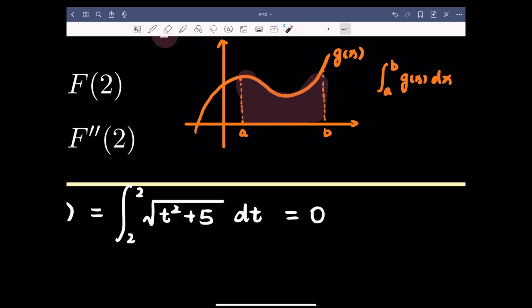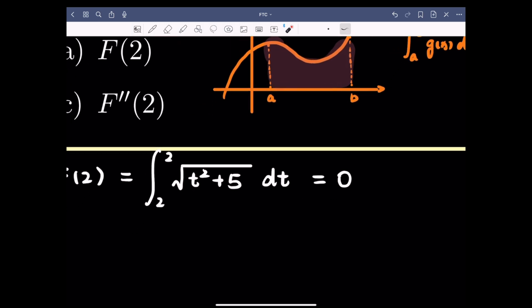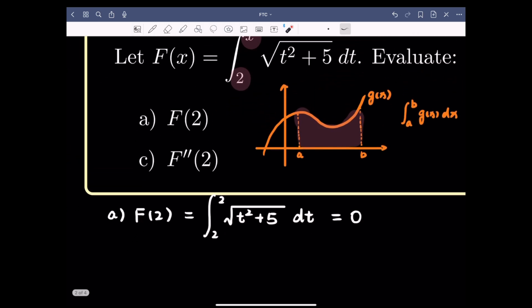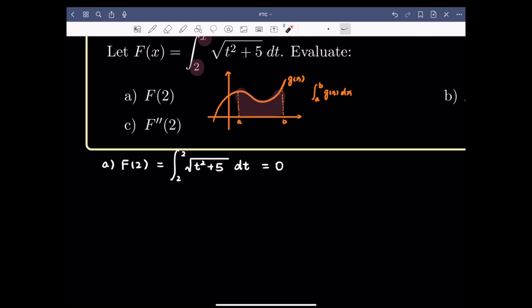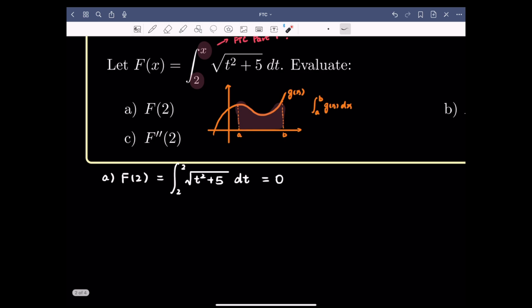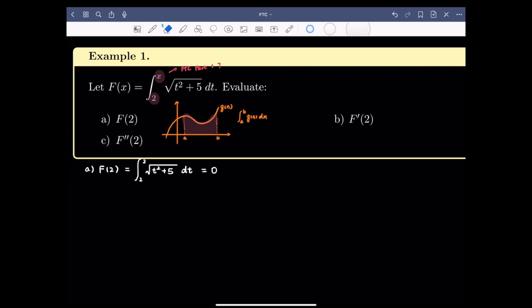But if your top and bottom are the same, then you're looking for the area of here, but well, it doesn't have any area, the area is 0, right? So it should make sense that whenever you have top and bottom both the same constant, then you have 0. So part A, the answer is just 0. Now let's look at part B. Part B asks you to find f prime of 2.